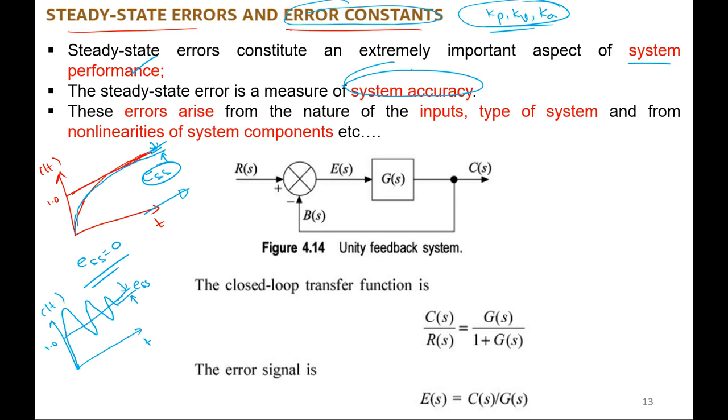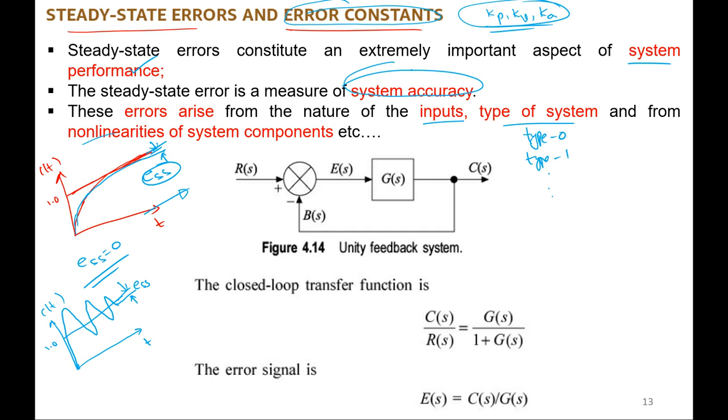We'll see that. Then these steady state errors arise based on the inputs we are applying to the system, or the type of the system, whether it is type 0 system, type 1 system, type 2, and so on. We know this. And also the non-linearities of the system components, right? There are several components making the system. If the components are non-linear, then also there exist steady state errors, right? So because of the inputs or the type of the system and the non-linearities of the system components, the steady state error occurs in the system.